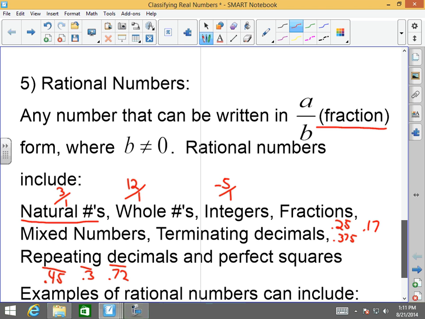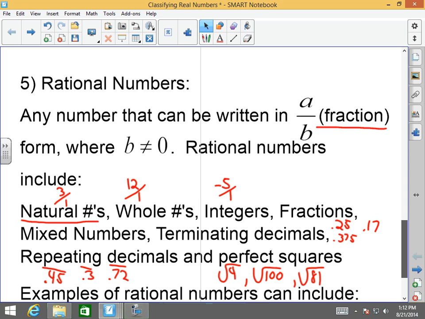So again, rational numbers are any number that can be written in fraction form. They include natural numbers, whole numbers, integers, fractions, mixed numbers, terminating decimals, which are decimals that end, repeating decimals, which are decimals that repeat, and last but not least, perfect squares, such as the square root of 4, or the square root of 100, or the square root of 81. All of those are perfect squares because they equal a whole number, so therefore they are rational.